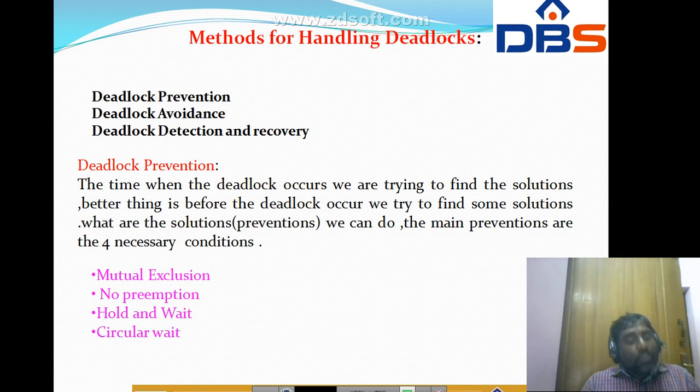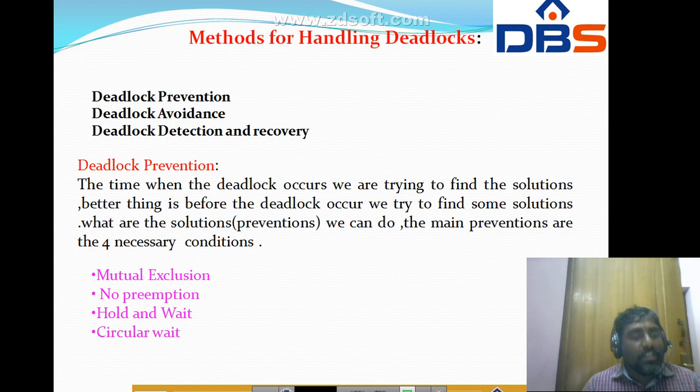Not all the resources can be made shareable. For example, a printer. If we want to remove mutual exclusion, we have to make all resources shareable. It is not possible, because a printer is not shareable. In this condition, mutual exclusion is very hard to make false. If the resources are shareable, then we can avoid mutual exclusion. If the resources are not shareable, we cannot avoid the mutual exclusion.